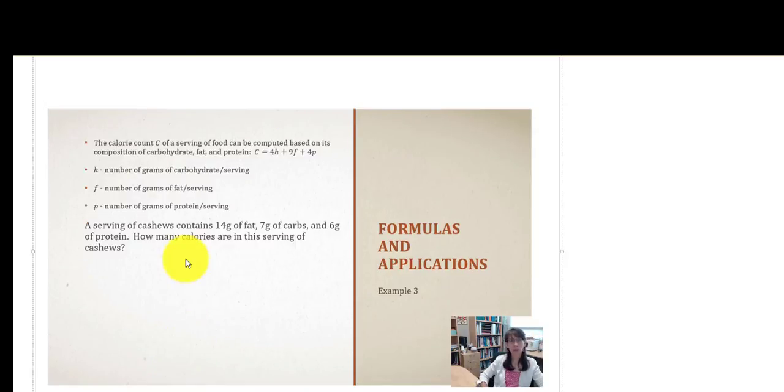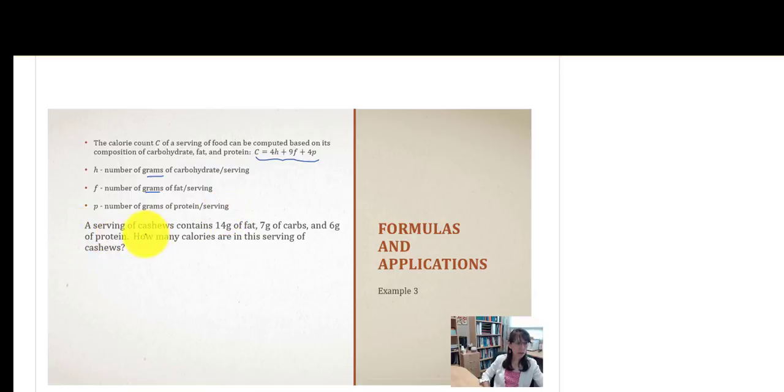The last few examples deal with calories and grams of carbohydrates, fats, and proteins. So the calorie count C of a serving of food can be computed based on its composition of carbohydrate, fat, and protein. So here is the given formula. And it tells you that H is the number of grams of carbohydrate per serving, F is the number of grams of fat per serving, and P is the number of grams of protein per serving.